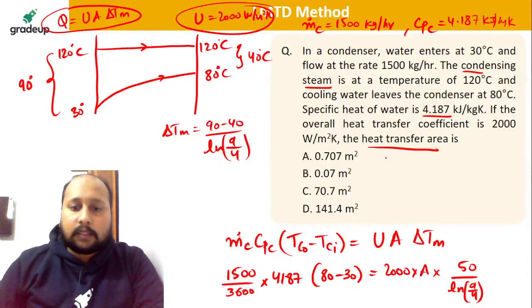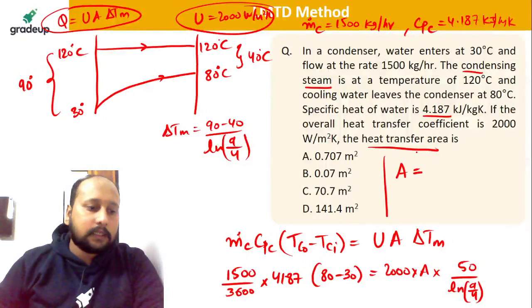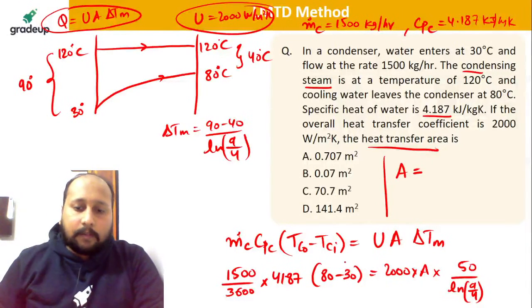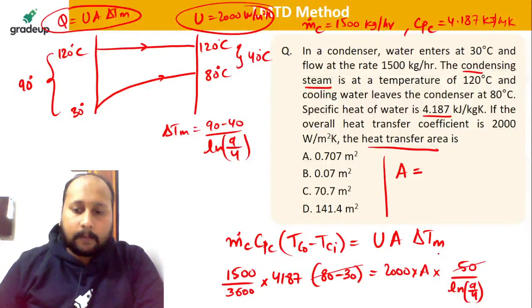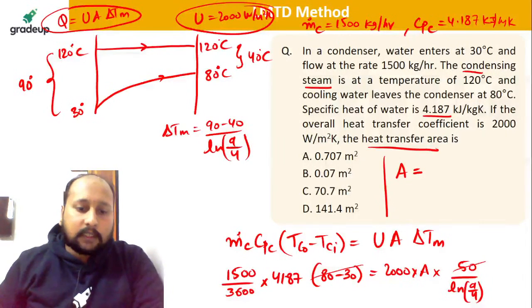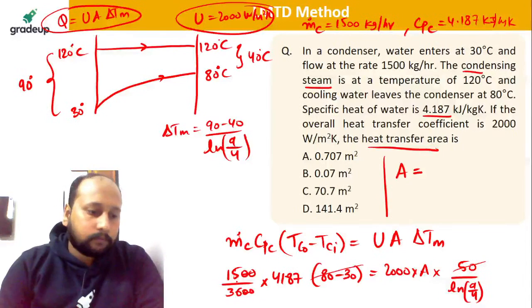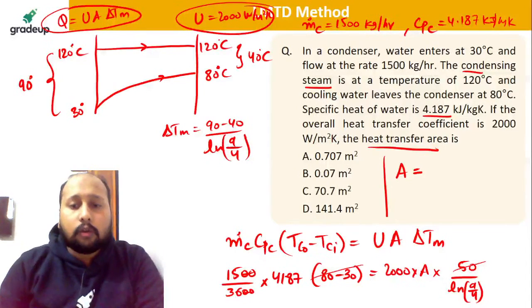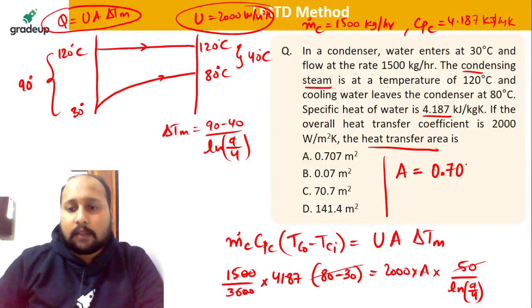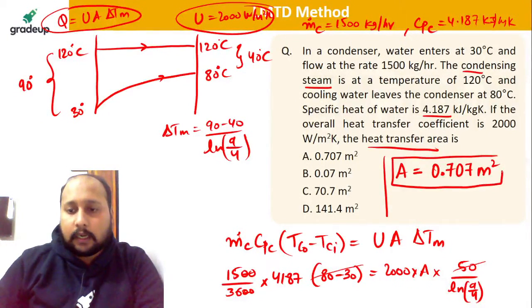So when you calculate this, tell me what is the value you are getting, A, B, C or D. This and this will be cancelling out. 50 will be cancelling out. You can cancel out these two zeros and ultimately you will be getting, this is a calculation based problem, 0.707 meter square. Please cross check it and do let me know.